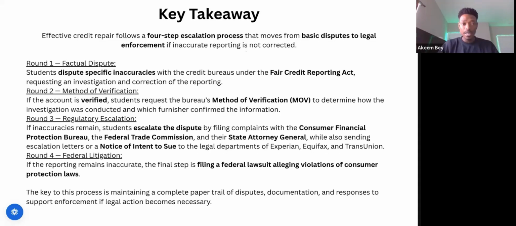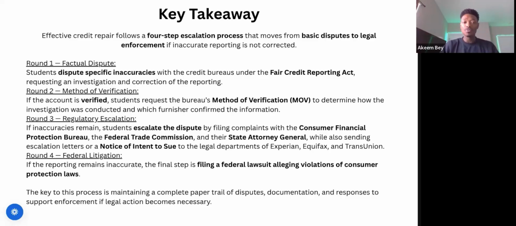So key takeaway: effective credit repair follows a 4-step escalation process that moves from basic disputes to legal enforcement if inaccurate reporting is not corrected. Round 1 is your factual dispute, right, where you're going to dispute specific inaccuracies with the credit bureaus under the FCRA, requesting an investigation and correction of the reporting. Round 2 is your method of verification. If the account is verified, you want to request that the bureaus provide you with their method of verification to determine how the investigation was actually conducted and which furnisher confirmed that information.